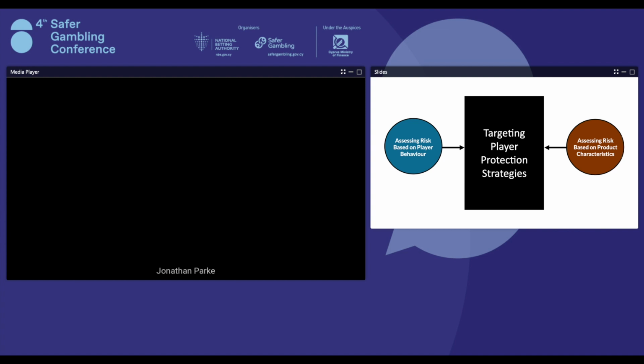Brilliant. Okay. So I was just mentioning that this is a nice complement to what Michael was talking about. He's talking about assessing risk based on the behavior of the player. What we're interested in here, and has had a lot less research and policy consideration, is assessing the product features, the product platform, to consider what are the ways that you can target player protection strategies around that.